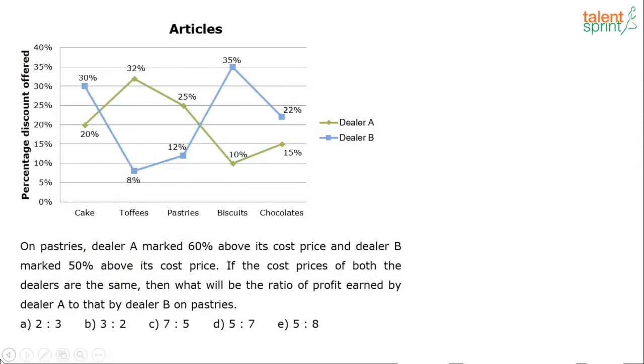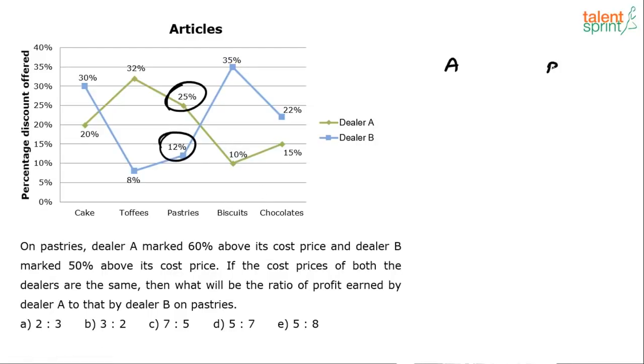On your screens now, let's solve this. Here we go. On pastries, dealer A marked 60% above its cost price and dealer B marked 50% above its cost price. If the cost prices of both the dealers are the same, then what will be the ratio of profit earned by dealer A to that of dealer B on pastries? Simple. Dealer A gave 25% discount, dealer B gave 12% discount, right?